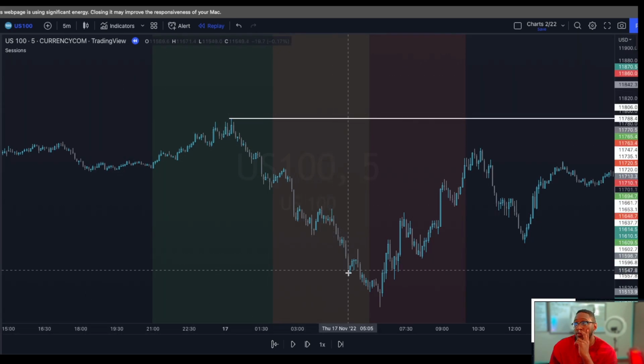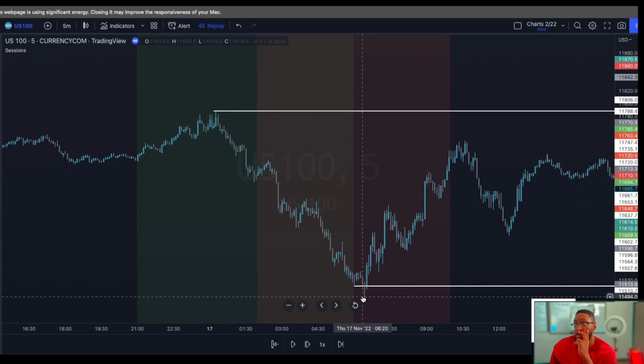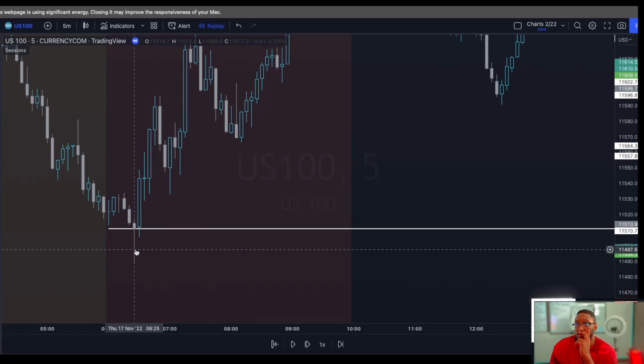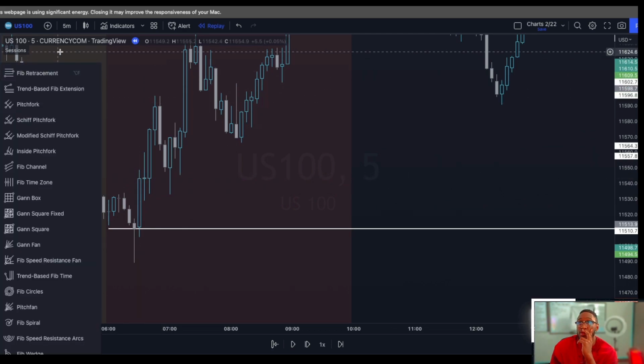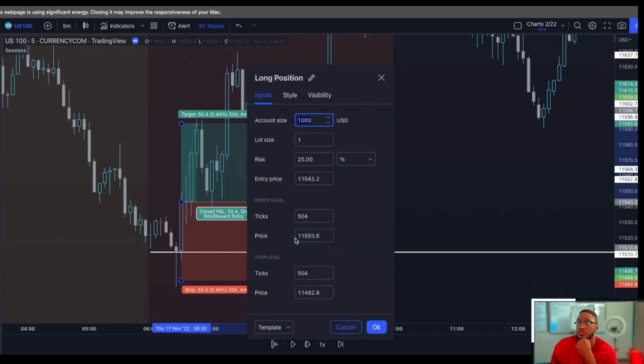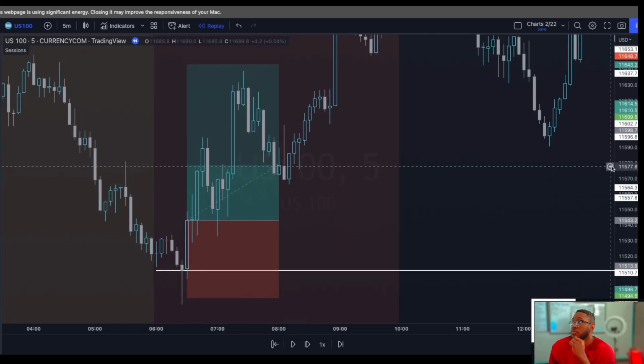London's high, London's low, 625, look, perfect. 625 candle, liquidity sweep from London's low, boom. 630 candle, bullish. If you get more advanced and comfortable with this strategy, you would have taken this trade. Long position from here, boom. Ticks, profit, bam. That's your stop loss, that's your full TP.